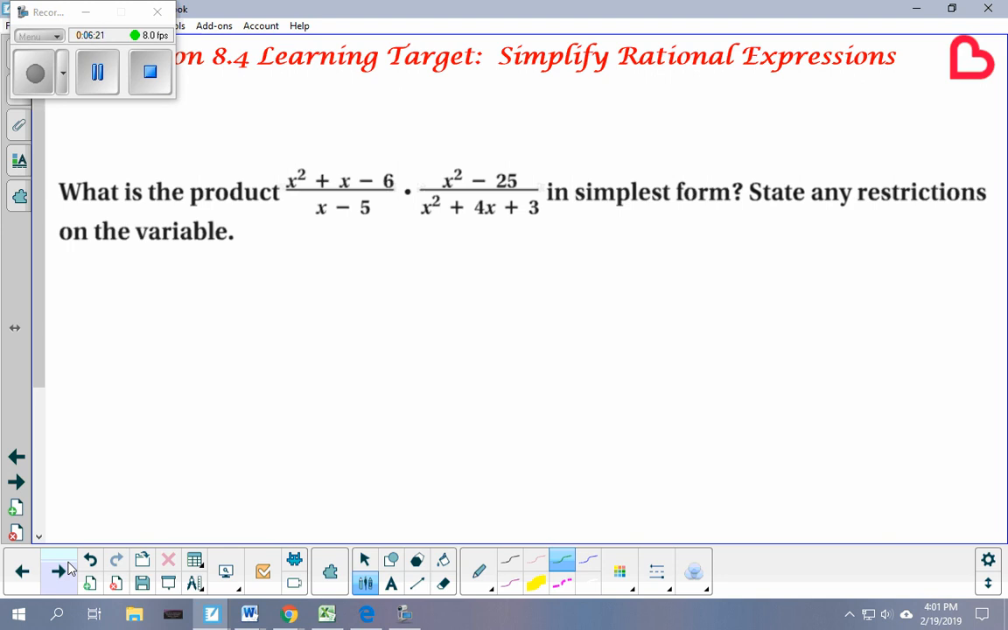All right, the next one is a multiplication of rational expressions. And so we could multiply the numerators out, but that would get pretty messy. And multiply the denominators out, that would get pretty messy. So it's going to be easier if we can factor first and cancel any common factors. So what we want to do is factor the numerator. So that would factor into x plus 3 and x minus 2.